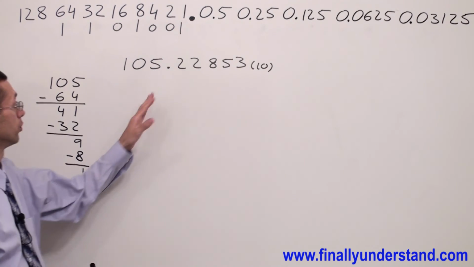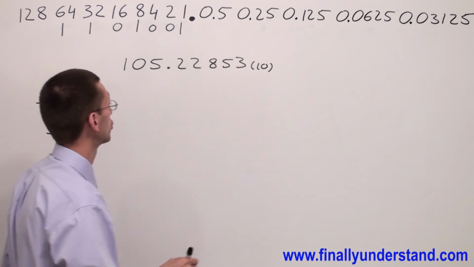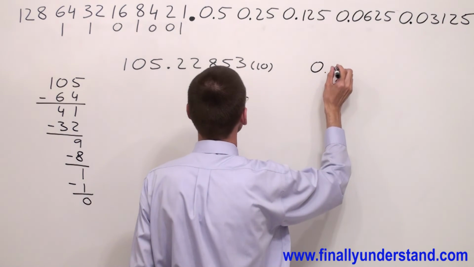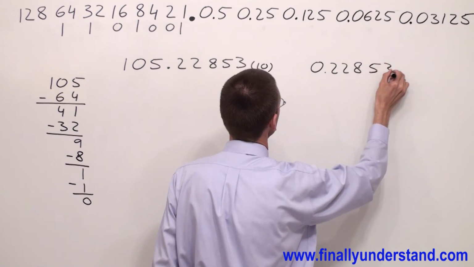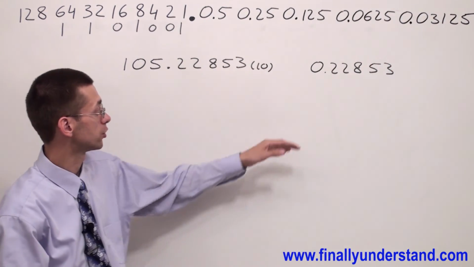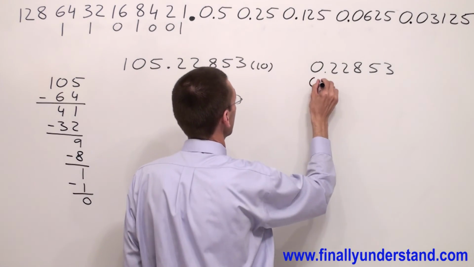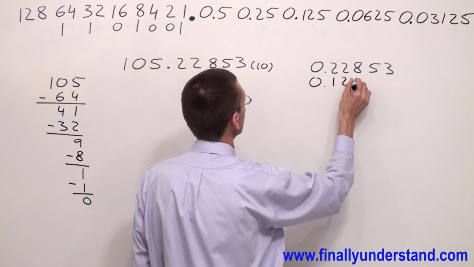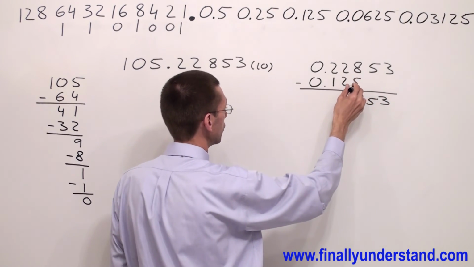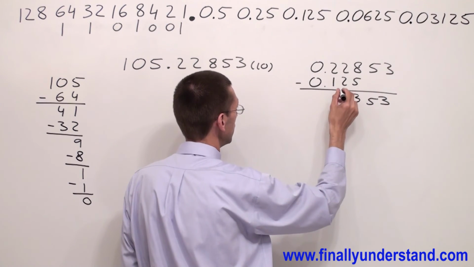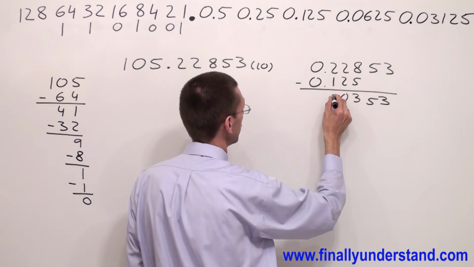Next, I'm supposed to find the fractional part of my number. So what I'm supposed to do is simply write 0.22853. The highest weight which I can subtract from this value is 0.125. And I'm going to have 3, 5. 8 minus 5 is 3. This is going to be 0. And this is going to be 1.